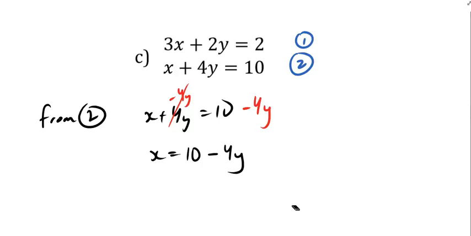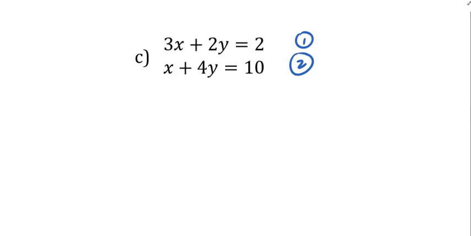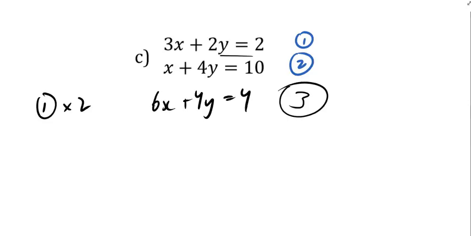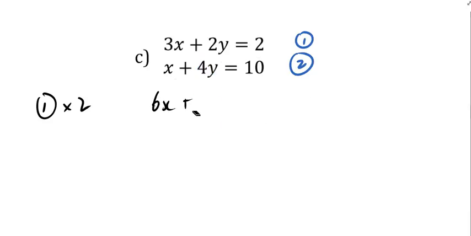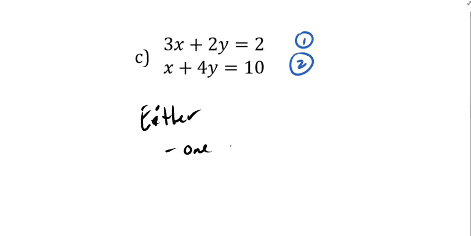So that's one thing that I could do. If I did elimination, I could do equation 1 times 2. So that would give me 6x plus 4y equals 4. I'd call that equation 3. And then I would subtract those two to get rid of the y's. They have the same sign, so I would subtract. Right? So in this case, I would say you could do either. And it's one step to get there.